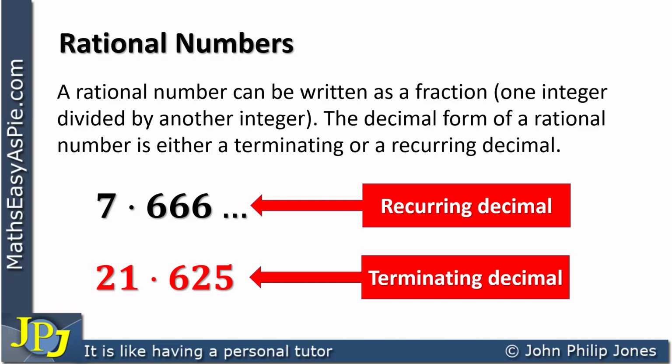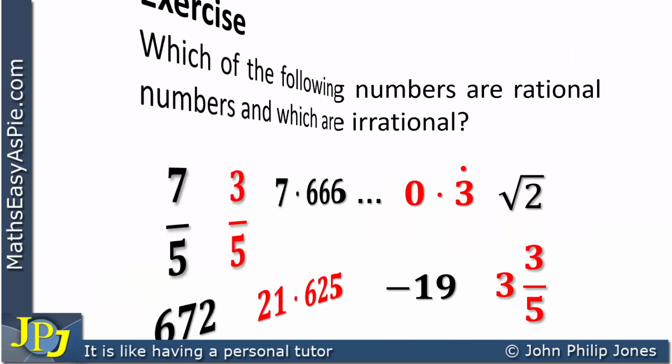So we can tell a number is rational if you have an integer being divided by another integer, or, as in the 2 examples shown here, you've got a recurring decimal or a terminating decimal. When it's in its decimal form, that will tell you that you have got a rational number.